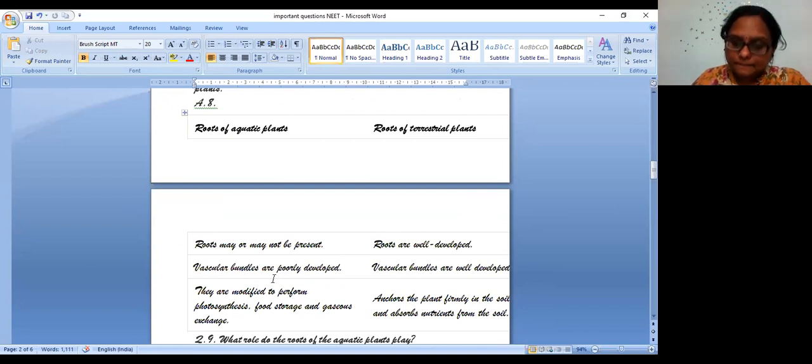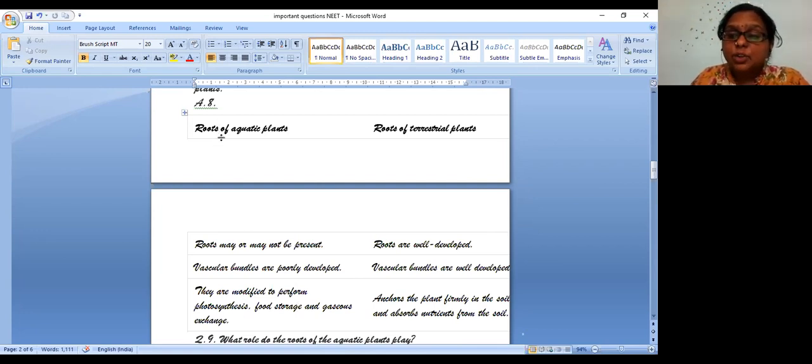Xylem and phloem. Very good. Xylem and phloem. Okay. So when you see them in the vascular bundles, they are very poorly developed, because there is no vascular system. They will be either the floating type or immersed in water. They are not very big plants where the leaves are in one corner and they have to transport the food and water. So their vascular bundles, even if present, are not that developed, and they are modified to perform photosynthesis.